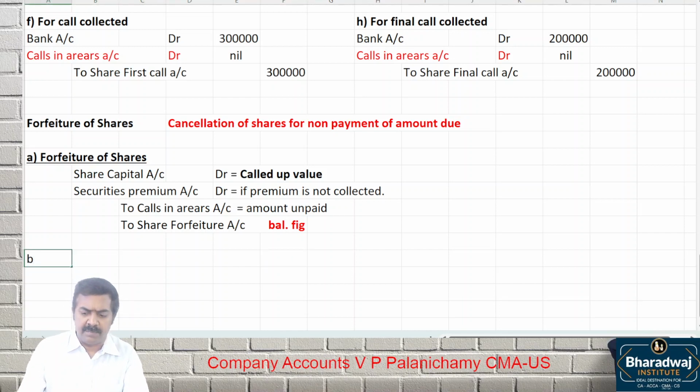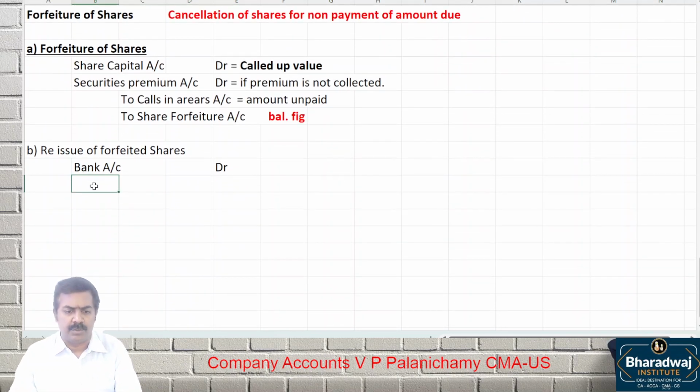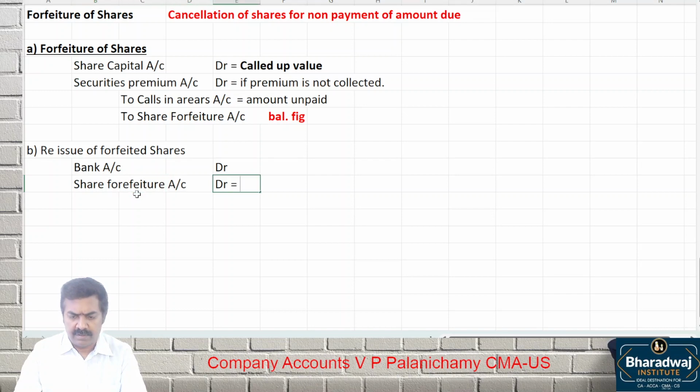Now the shares cancelled can be reissued. Reissue of forfeited shares. You can reissue to anyone. Bank account debit, the shares can be reissued. Bank account debit, share forfeiture account debit, loss if any. When you reissue, if a loss comes, in which account can it be adjusted? Share forfeiture account to share capital account.